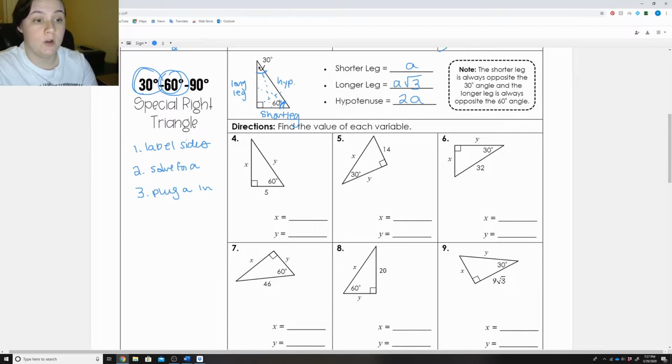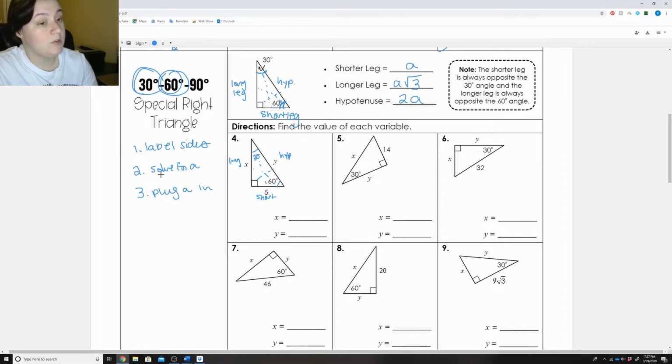So if we look at number 4, we can label the sides. The shorter leg is always across from the 30-degree angle. Since the 60 and the 90 are already taken, this one has to be the 30. So this is going to be the short leg. The longer leg is across from the 60-degree angle. So this is going to be the long. And then across from the right angle again is always the hypotenuse.